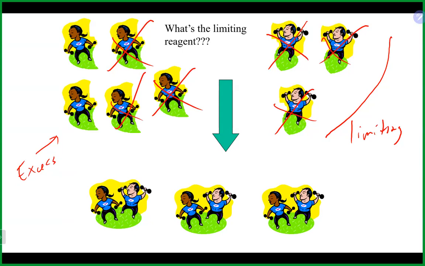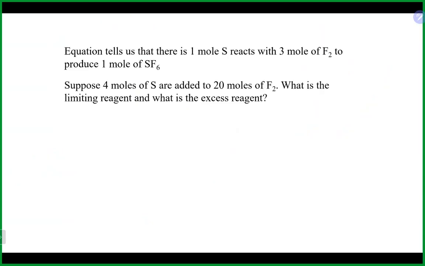As I mentioned before, a very common question is how much of your excess is left over. So in this very simple example, we could see that we would have 2 people left over, and that would be how much of our excess reagent in this case. And again, that's a very common question. So let's talk about how we can actually calculate which is the limiting reagent and which one's the excess reagent.